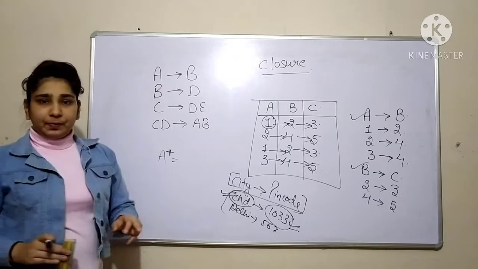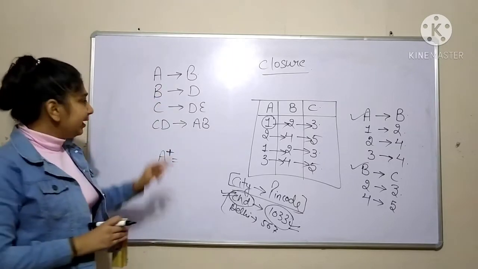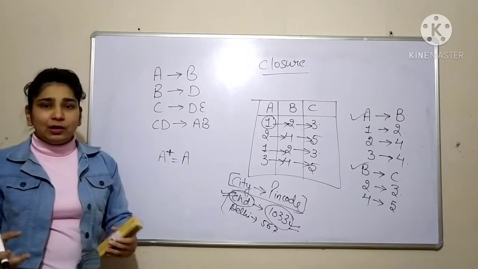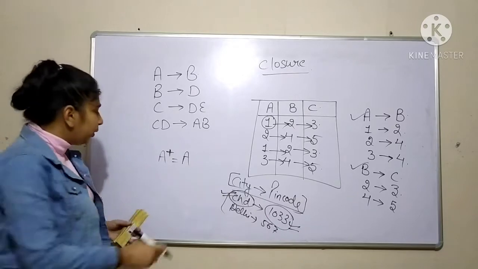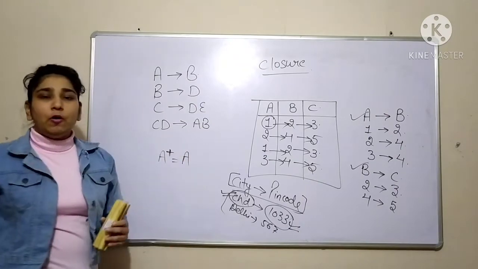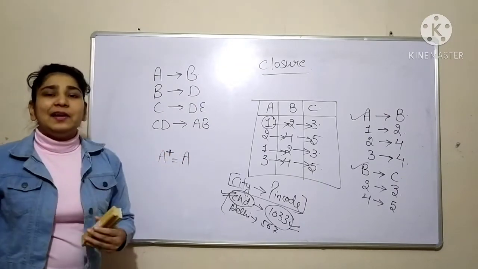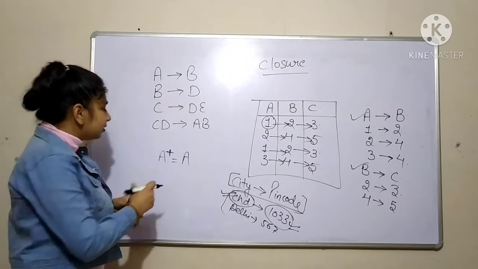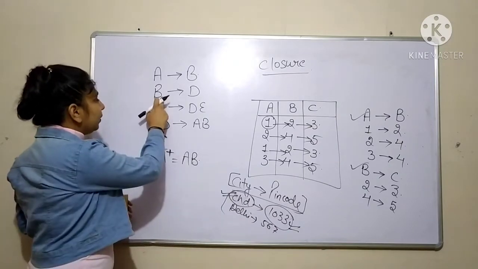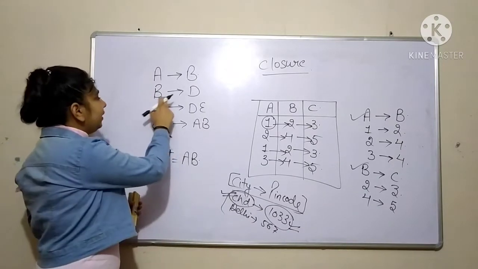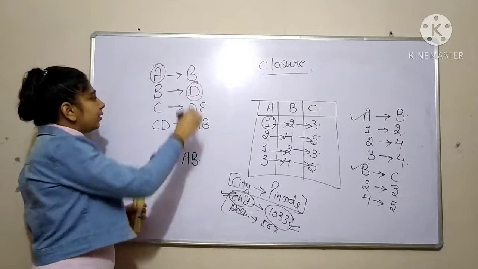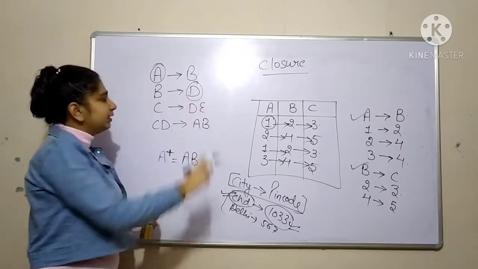So A to B, B to D. Okay, so A can determine A. If you are finding the closure of A, definitely you would be finding out the value of attribute A. And if you are given the value of A, what other attributes can you determine? You can also determine attribute B. And if you are given attribute B, with B you can determine attribute D. So with the help of A, you are also able to determine the attribute D.